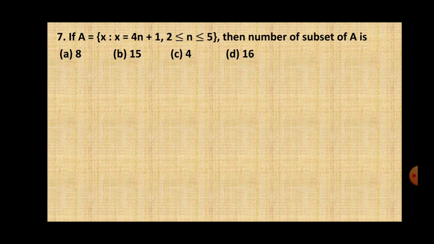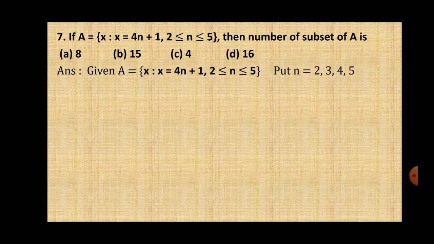So in this example, first the given term is set A. Let us start with this given term first. A equals x such that x is 4n plus 1 and n is greater than or equal to 2 and less than or equal to 5. What are the values of n here? Greater than or equal to means 2 is included, so 2, 3, 4, and 5 is also included. So the values of n are 2, 3, 4 and 5.